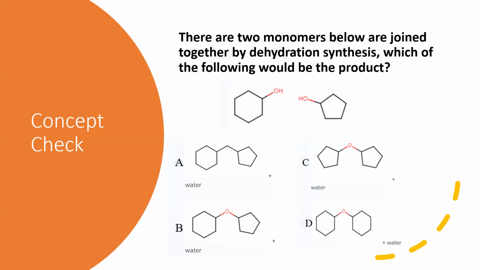Hexagon and pentagon. So you are looking for something that has one of each, right? Definitely not that. Definitely not that, right? So it's either this one or this one. But don't forget, after you take the H from one and the OH from the other, there's still an O that connects them together, right? That's why it is. Got it?